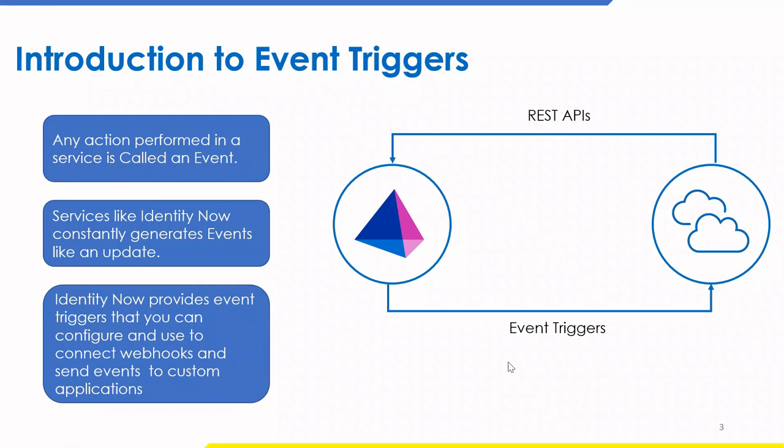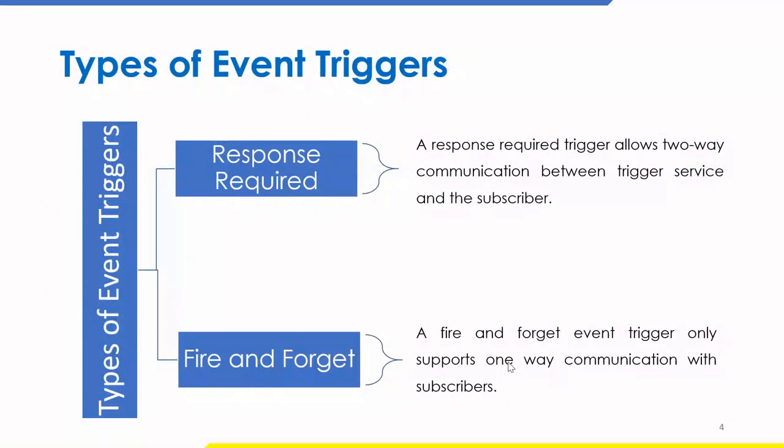In the SailPoint tenant, we can see the available event triggers and, based on the customer requirement, we can subscribe to the particular event trigger we require. In the upcoming slide, I will explain the types of event triggers. In this slide, let's discuss the types of event triggers. As you see here, there are two types of event triggers: one is response required and the other is fire and forget. Let's have a detailed demo on response required and fire and forget event triggers with a suitable example.